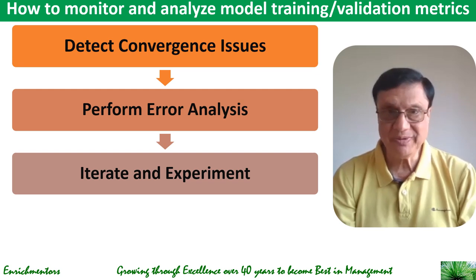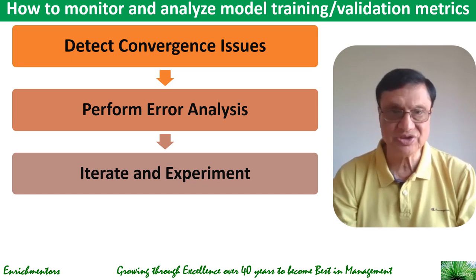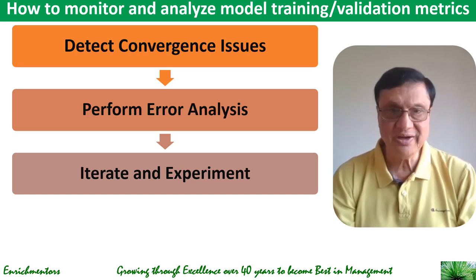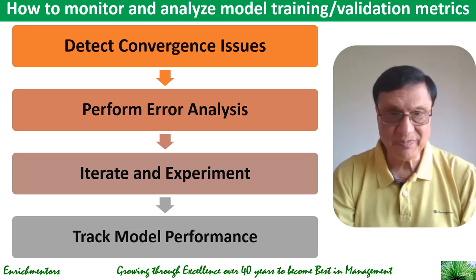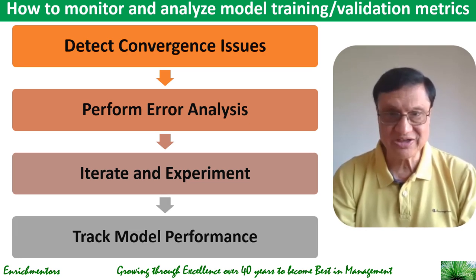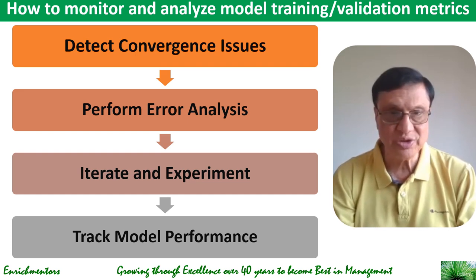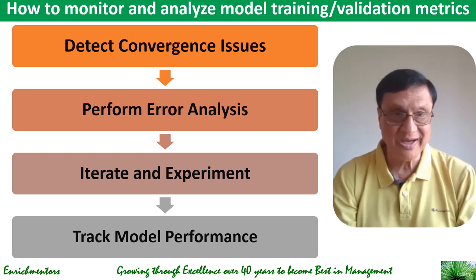Iterate through the model development process, making incremental changes and observing their effect on the performance. Experiment with alternative approaches, algorithms, or hyperparameter configurations to explore different solutions and find the best performing model. Keep track of the performance of different model iterations and experiments to monitor progress over a period of time. Maintain a record of hyperparameters, training and validation metrics, and any adjustments made during the model development process till the time you find the optimal value.